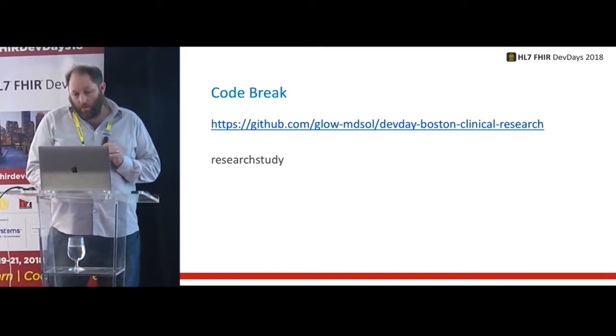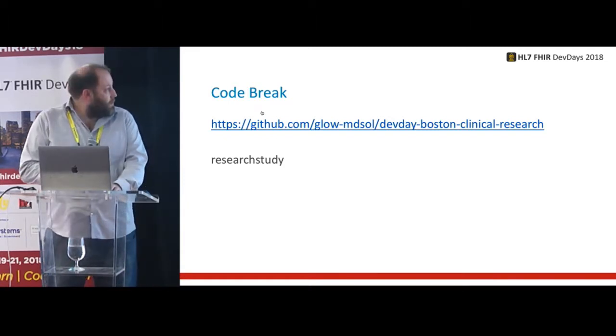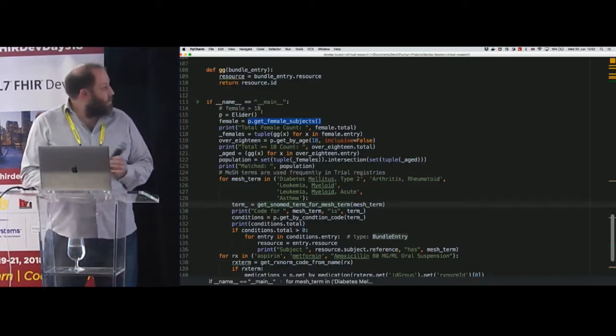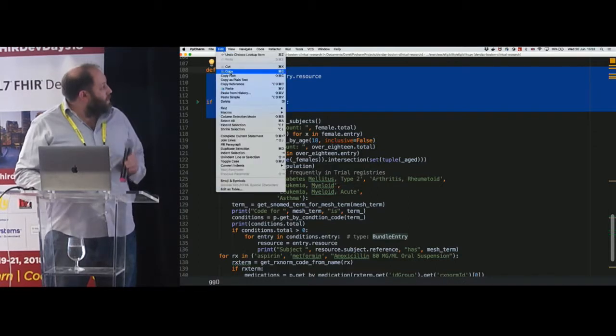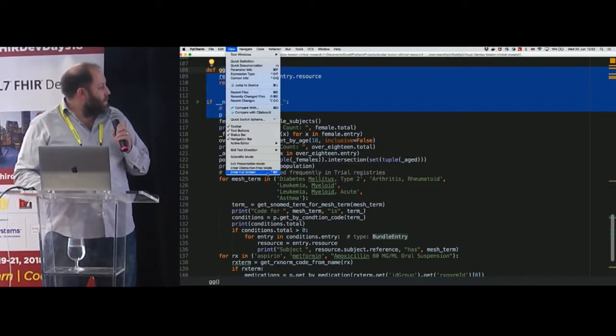I've got a little bit of time, so I've got an example here. In this case, like I said, there are clinical trial registries.